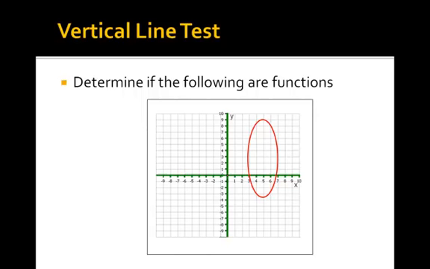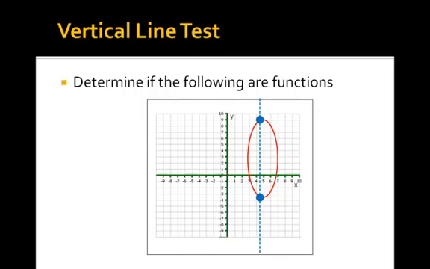All right, let's take another one. This one is basically an ellipse. Well, this turns out not to be a function. When I put a vertical line on this one, I notice that it crosses in two different spots. Since I have one input that goes to more than one output, it is definitely not a function.